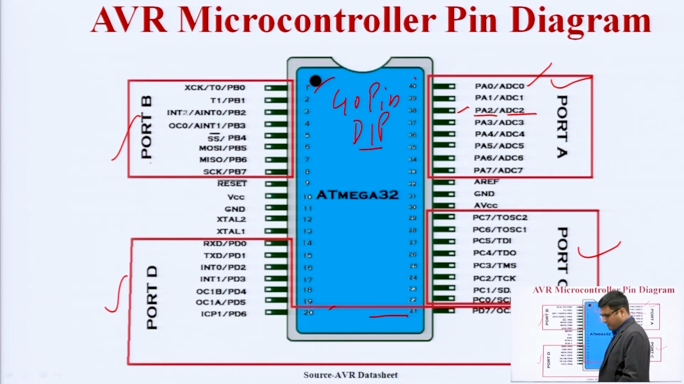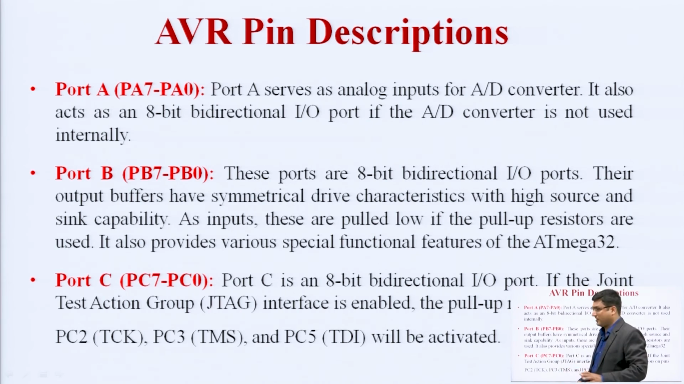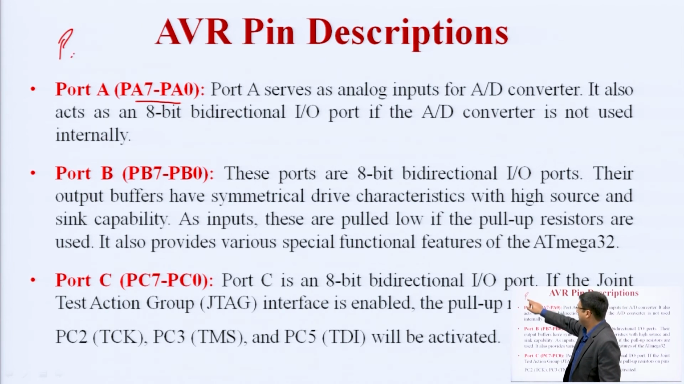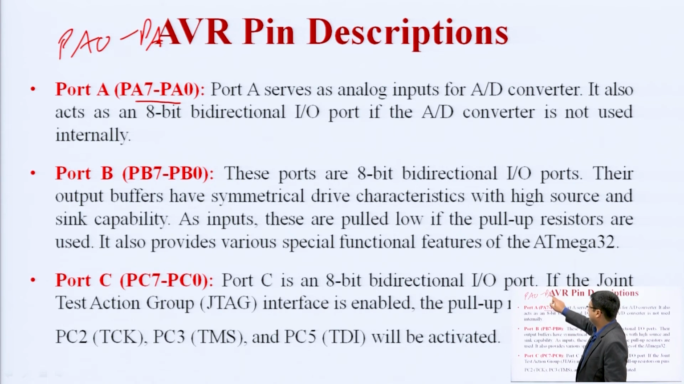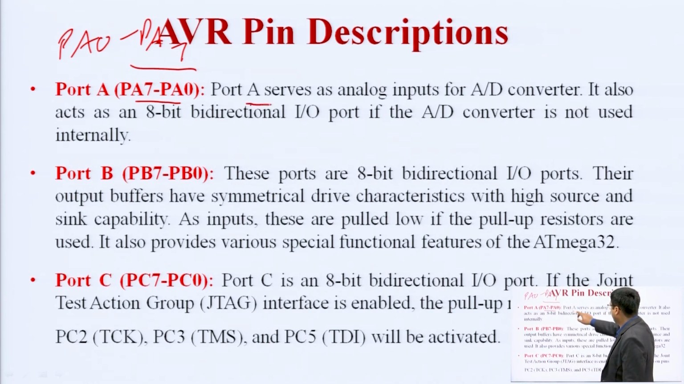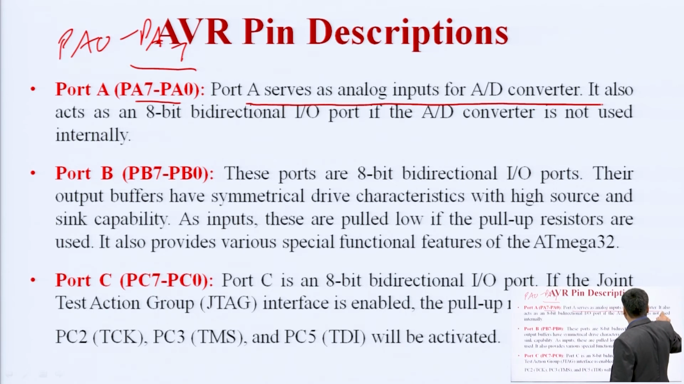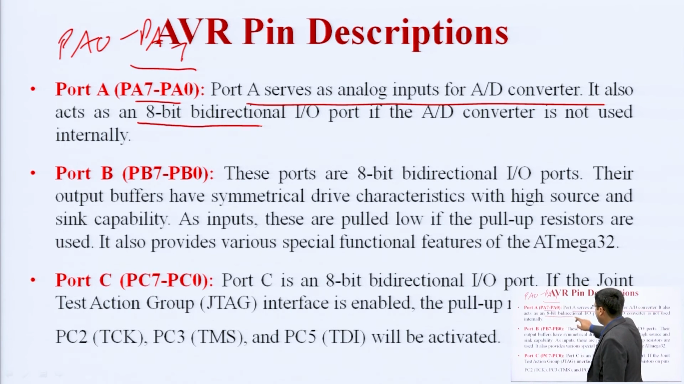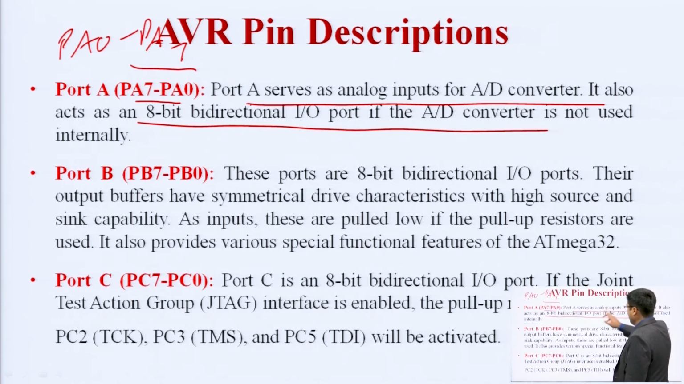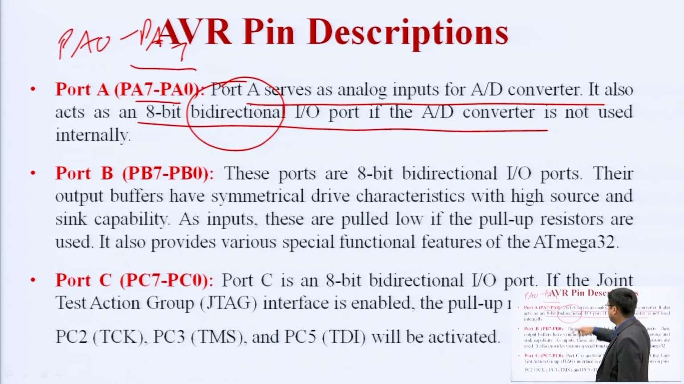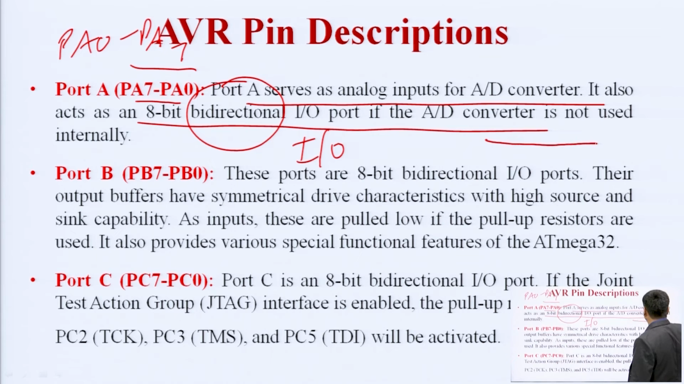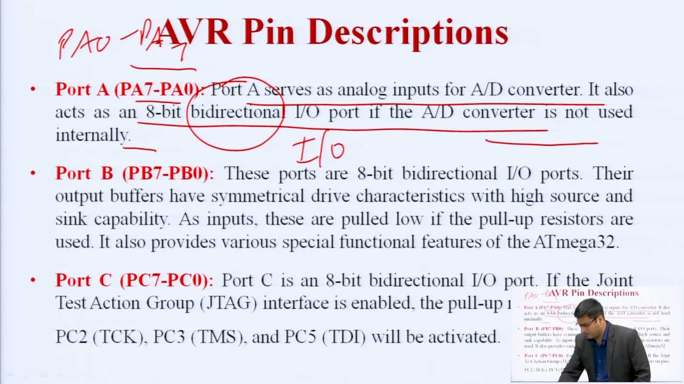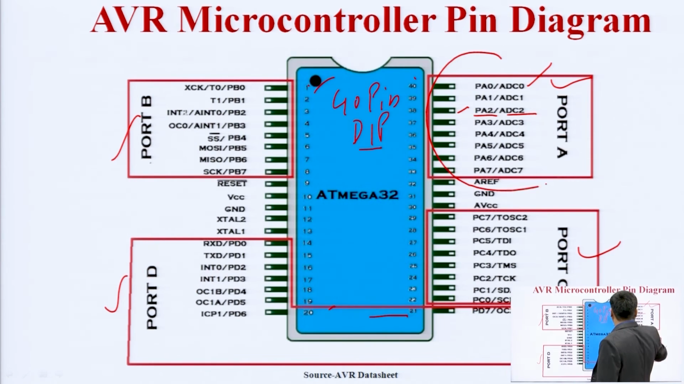Let us explain all the things. Port A has 8 pins, varying from PA0 to PA7. Port A serves as analog inputs for the A to D converter, and it also acts as an 8-bit bidirectional input output port. It is bidirectional, that is, it can be configured as an input as well as an output. If the A to D converter is not used internally, this is port A.